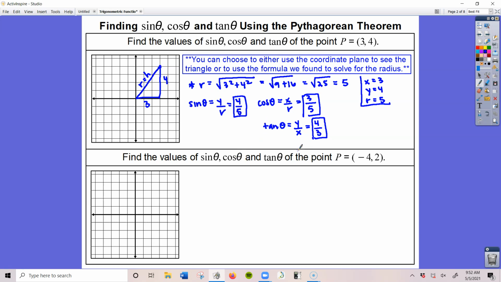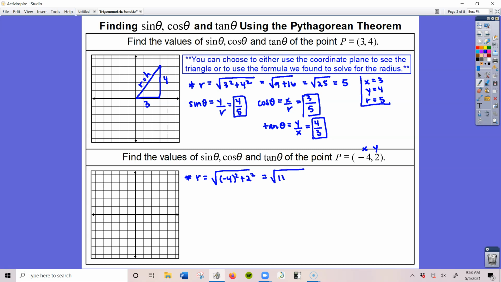Now let's try this example. We have the point -4, 2. You can do two things here. Like I did before, you can use the grid to plot the point and then draw out the triangle. However, you don't necessarily need to do that. You can just solve for r using the square root of x squared plus y squared, create a little chart labeling what is x, y, and r, and then solve for all of the trigonometric functions. So let's try it like that. This is x and this is y. So r is going to equal the square root of -4 squared plus 2 squared.